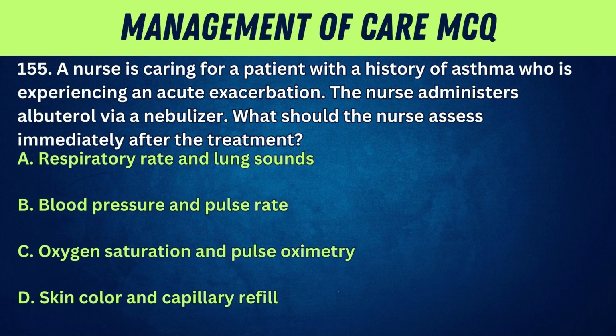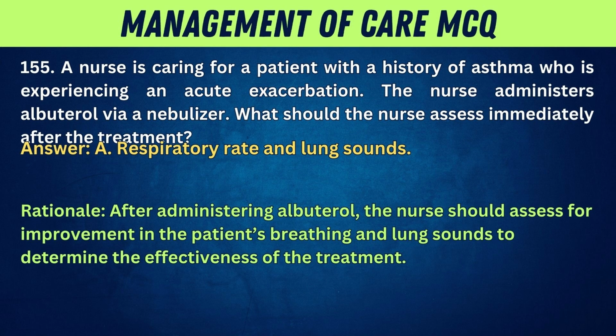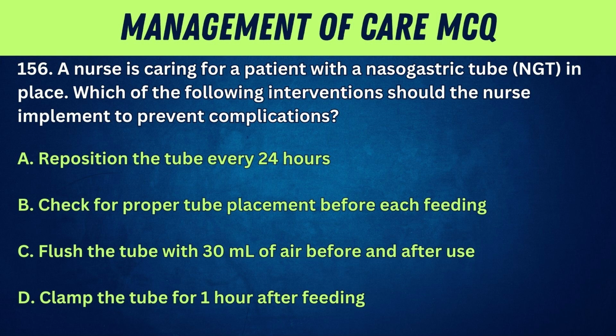A. Respiratory rate and lung sounds. B. Blood pressure and pulse rate. C. Oxygen saturation and pulse oximetry. D. Skin color and capillary refill. Answer: A. Respiratory rate and lung sounds. Rationale: After administering albuterol, the nurse should assess for improvement in the patient's breathing and lung sounds to determine the effectiveness of the treatment. 156.